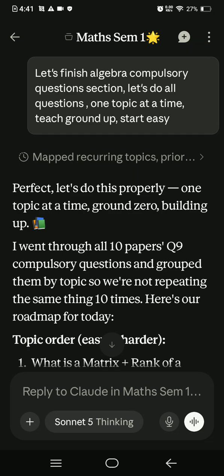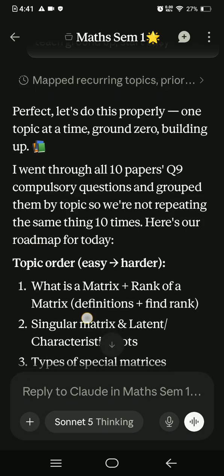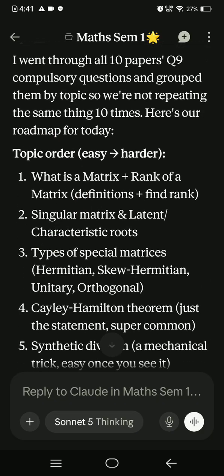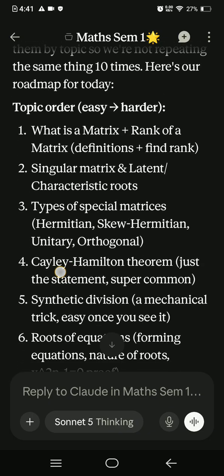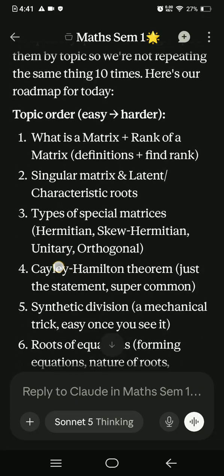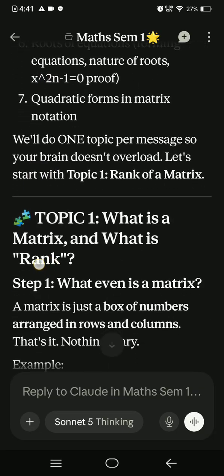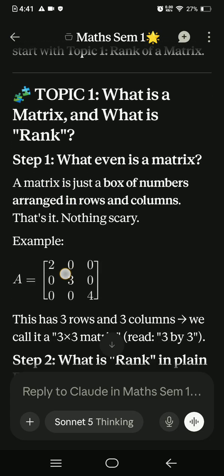Let's start with Summon Mathematics Algebra. So we are doing the compulsory section 5 questions today. I gave AI my question bank and it grouped all the questions by topic, and now we are going to go in this specific order from easy to hard. So let's do one topic at a time. Let's start with topic 1.